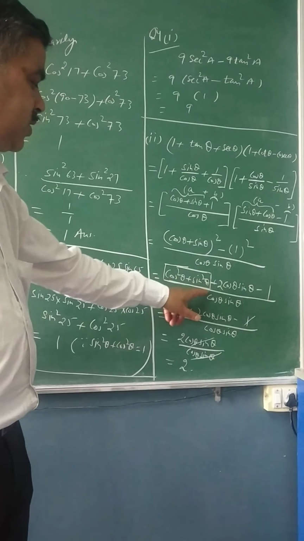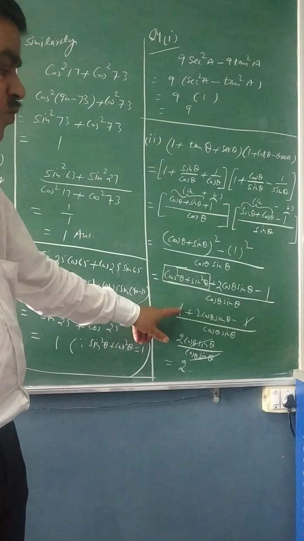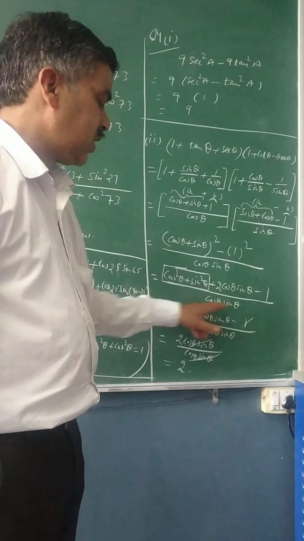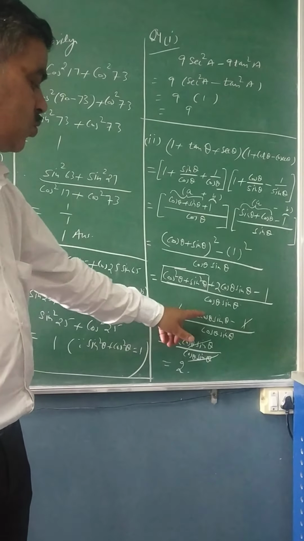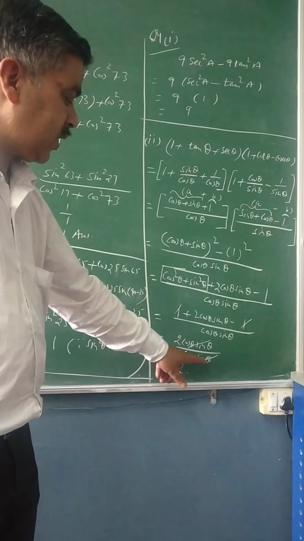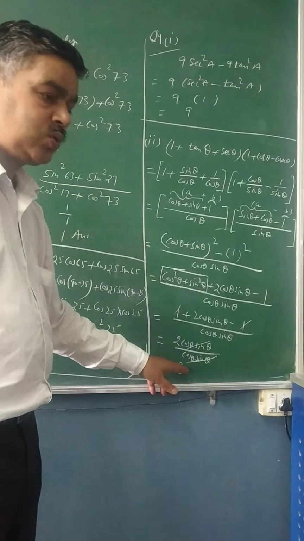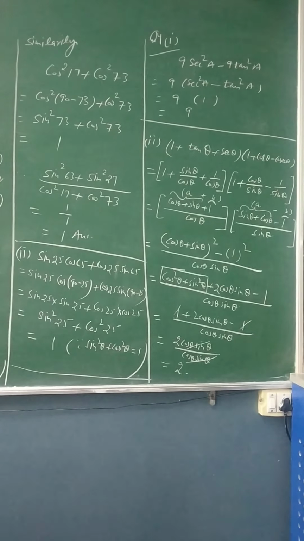Now this is the identity I am using, cos square theta plus sin square theta. You know that is equal to what? 1. So this is plus 1 and this is minus 1. I can cancel these two. So cancel 1 and minus 1, you are left with 2 cos theta sin theta upon again cos theta sin theta. So again you can cancel these two. So you are left with 2. So 2 is the correct answer.